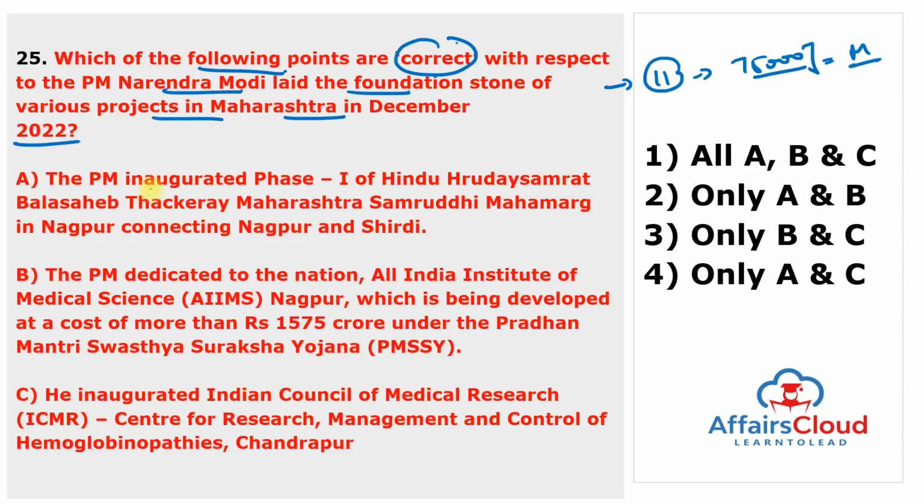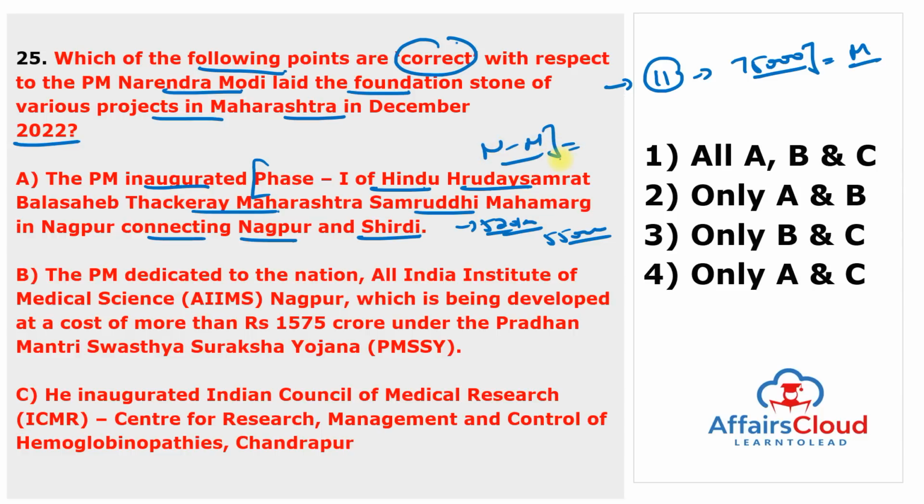First one is, Prime Minister Narendra Modi inaugurated phase 1 of the Hindu Hruday Samrat Balasaheb Thackeray Maharashtra Samruddhi Mahamarg in Nagpur, connecting Nagpur and Shirdi. Total distance is 520 km and its outlay is about 55,000 crore. And Samruddhi Mahamarg is also known as the Nagpur Mumbai Super Communication Expressway project. So this statement is correct.